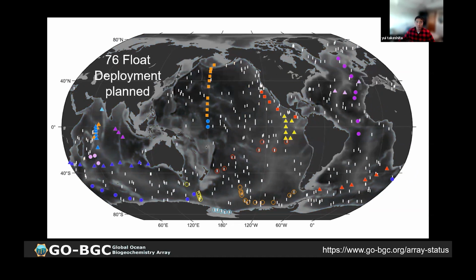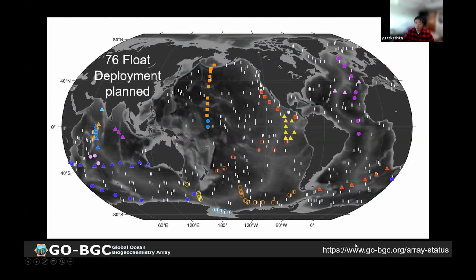This map shows the deployment plans for GO-BGC and SOCCOM over the next 6 months or so. These open circles are floats that were recently deployed. These floats down here that were not included in the previous map are SOCCOM floats, but these are all in the water as well. All these solid symbols are floats that are planned to be deployed in the next 6 months or so. You can see that quite a few floats are going to go into the Indian Ocean and parts of the Southern Ocean, and start filling in more of the Pacific Ocean as well.